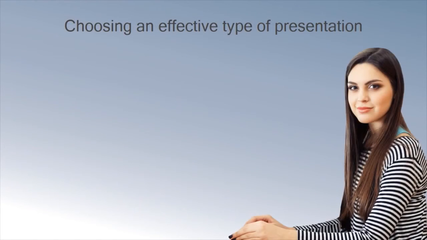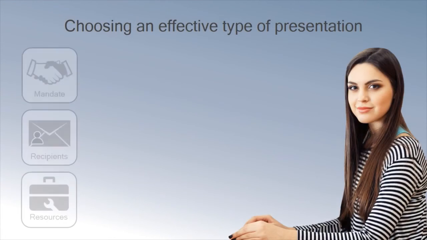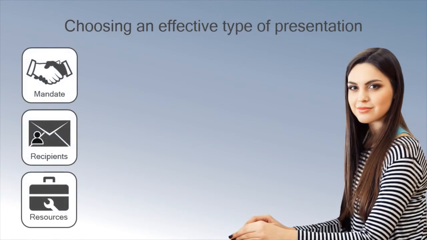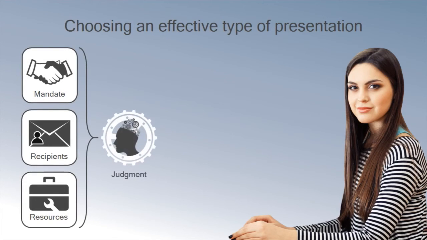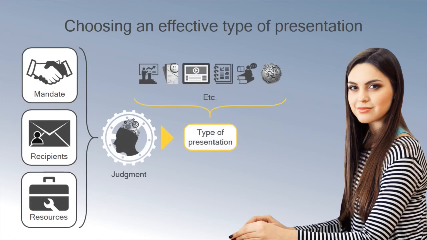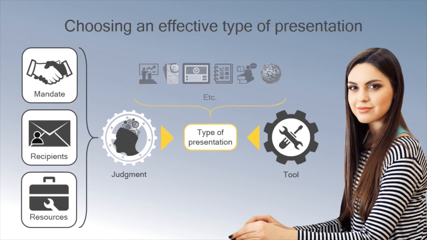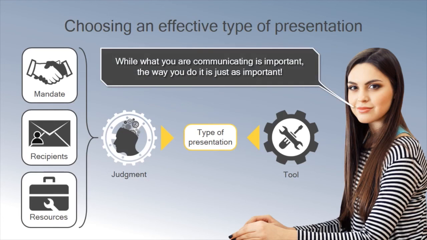In conclusion, to choose the type of presentation best adapted to the circumstances of your assignment, you have to evaluate 3 aspects of the context in which you will do the work. These are the mandate given to you, the recipients of the presentation, and the resources available to you. At the point where these 3 aspects converge, your judgment comes into play as the choice of the most suitable type of presentation ultimately depends on you. All that's left now is to find the best tool to implement this choice. While what you are communicating is important, don't forget that the way you do it is just as important.